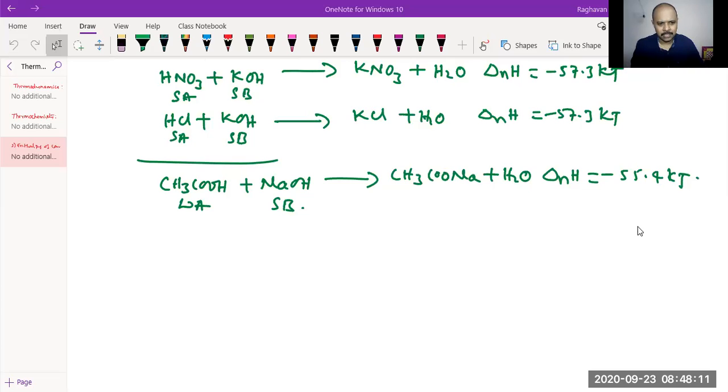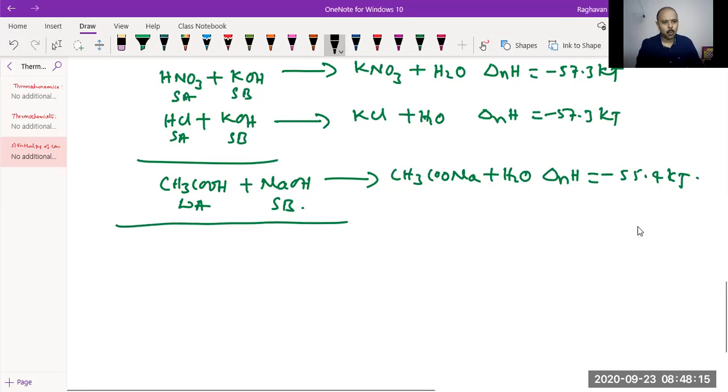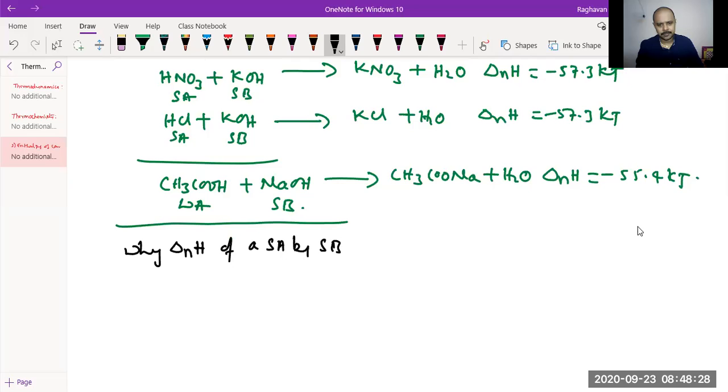Now we need to answer two questions here. What is that? Why is the enthalpy of neutralization of a strong acid by a strong base constant? If you can answer this correctly, then the other part of it can be easily answered. No problem. Why is it constant?